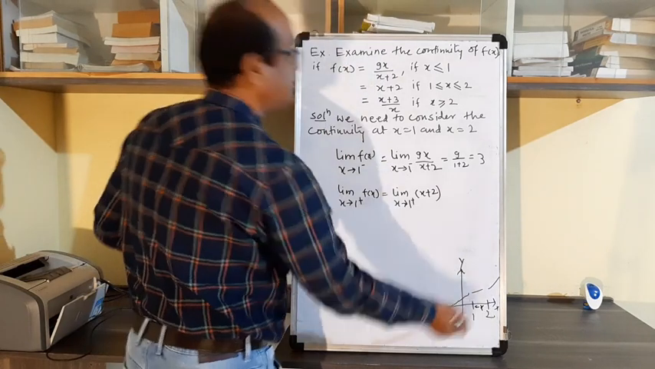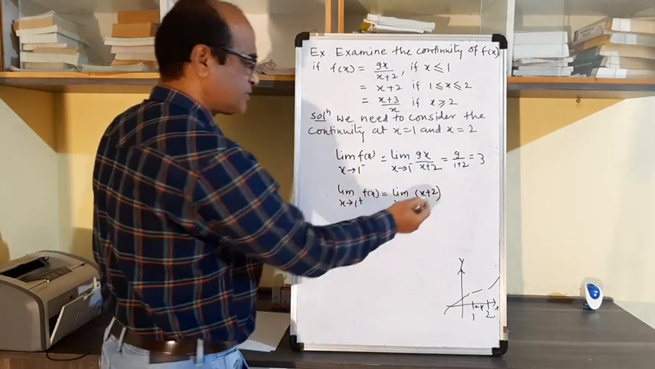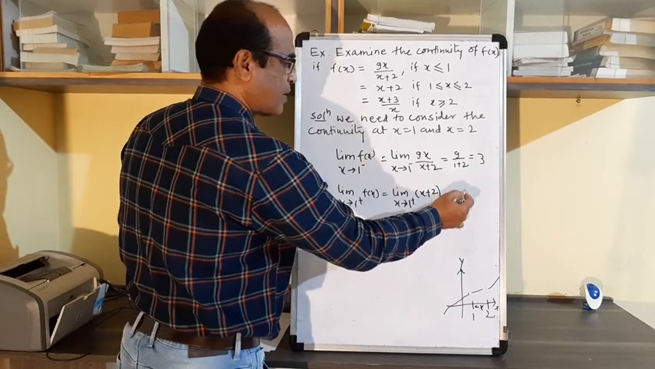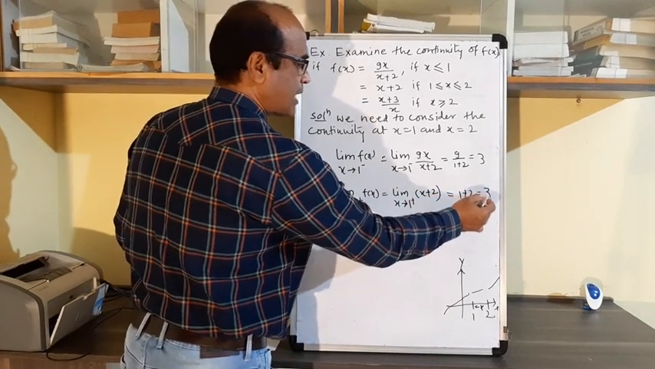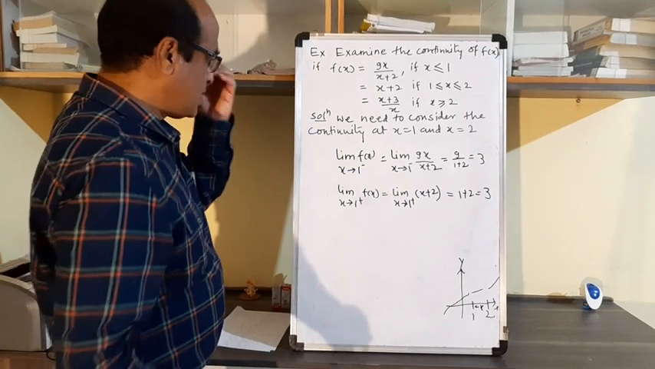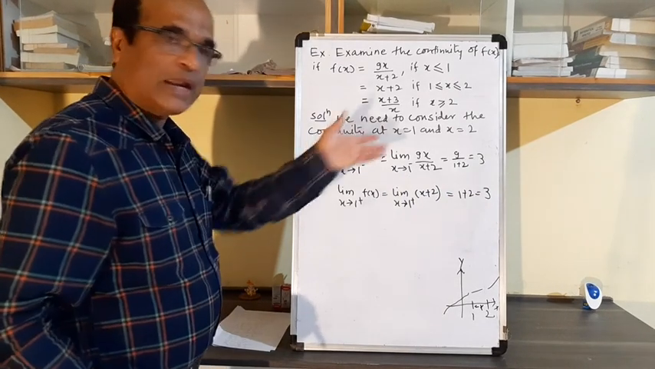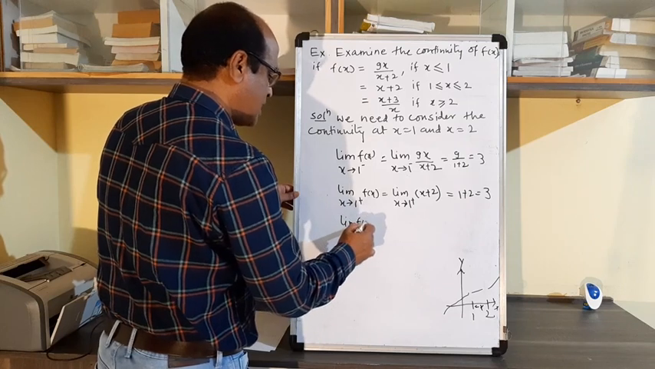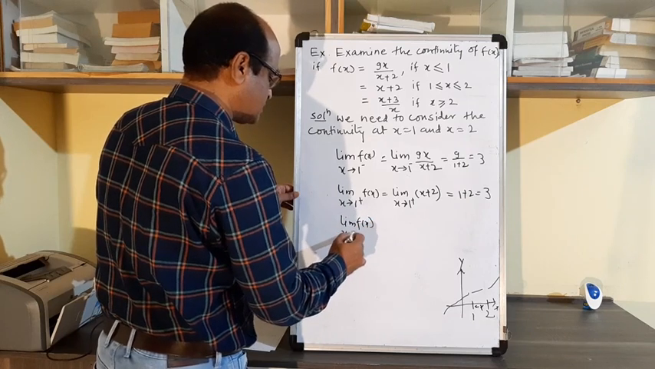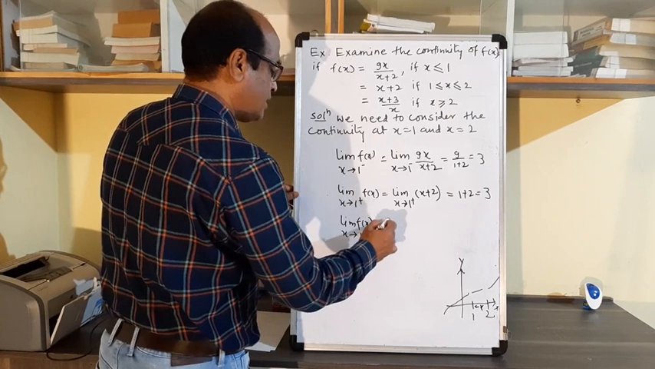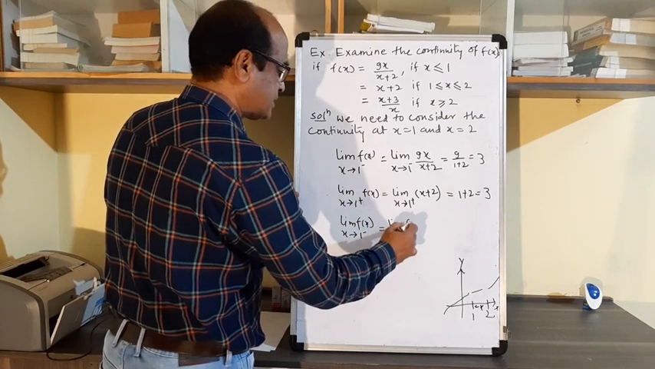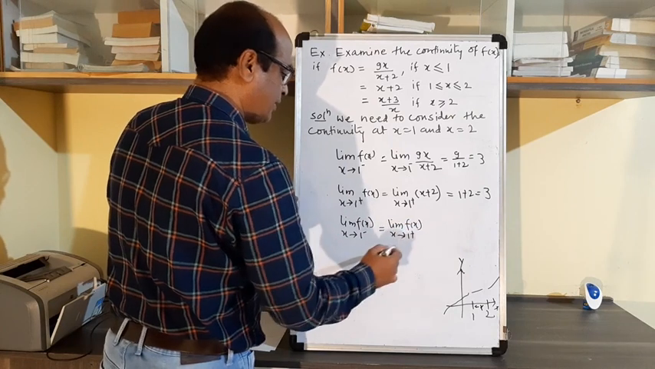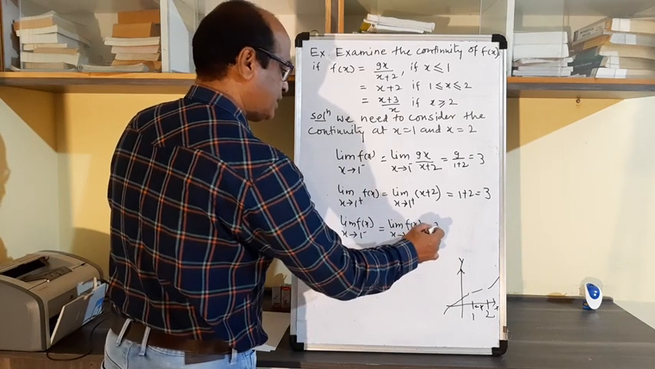In between 1 and 2, the function is x plus 2. So put x is equal to 1. 1 plus 2 is 3. So the left hand limit is equal to the right hand limit, so the limit exists there. Limit of f(x) as x tends to 1 minus is equal to limit of f(x) as x tends to 1 plus, therefore it is equal to 3.